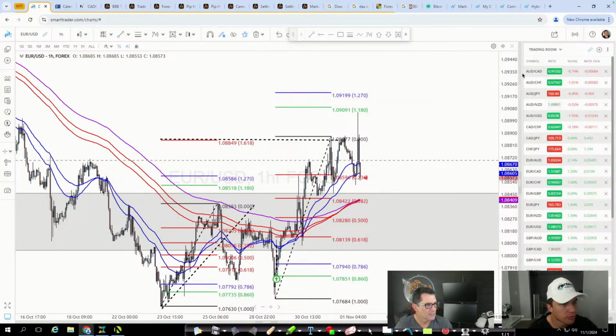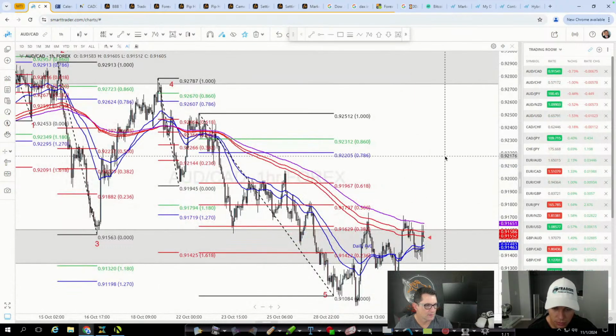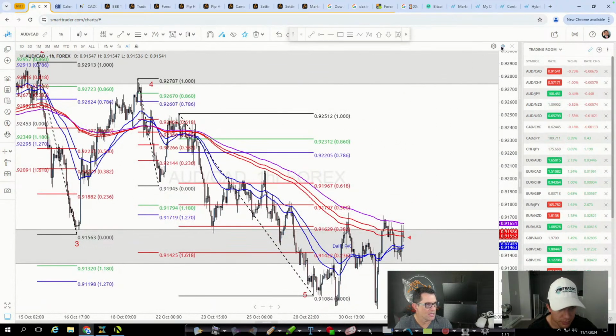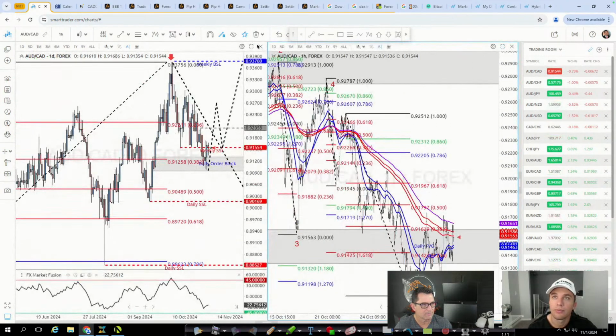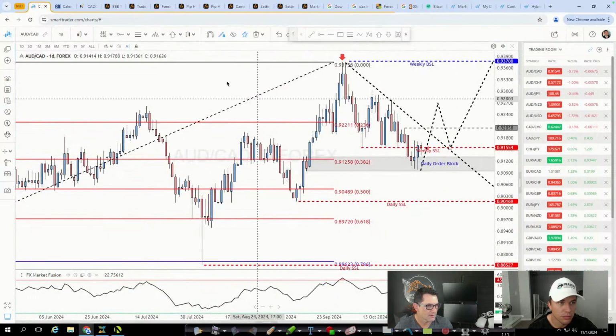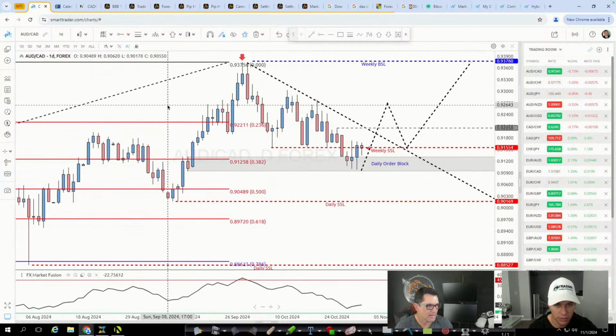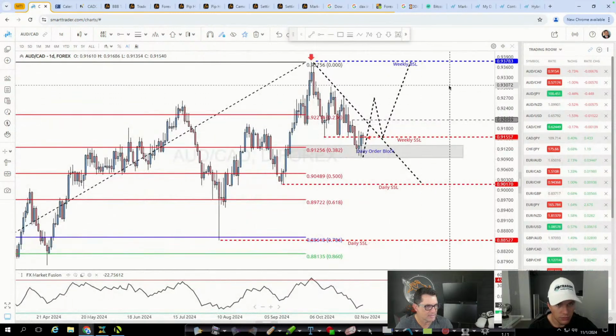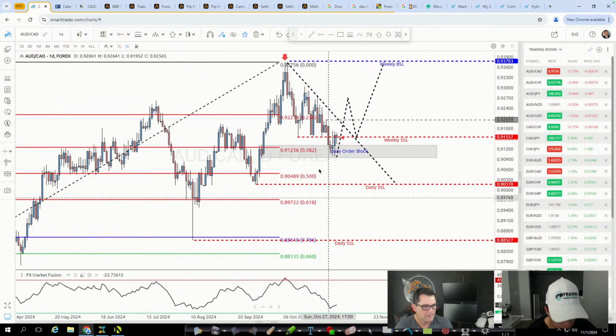All right, cool. Well, what other pair can I go ahead and look at? Aussie CAD and New Zealand CAD. All right, perfect. So Aussie CAD, let's go to the daily time frame here. And let's look at Aussie CAD. So I just gave a little bit of an indication of what I'm expecting here.